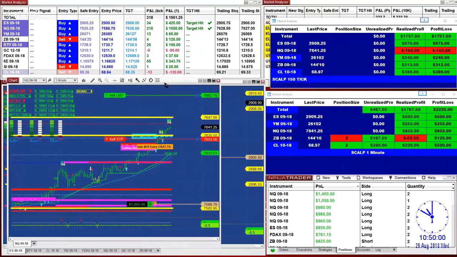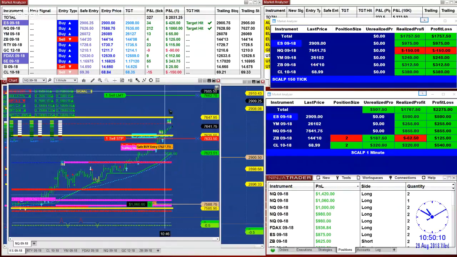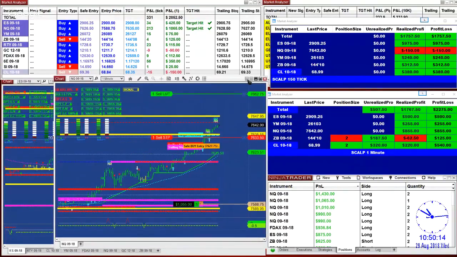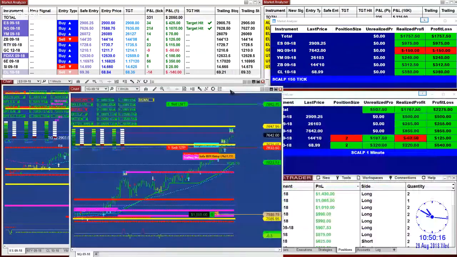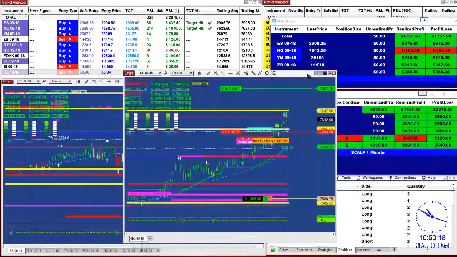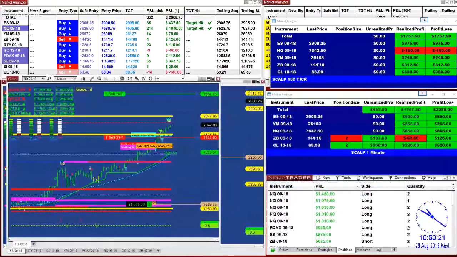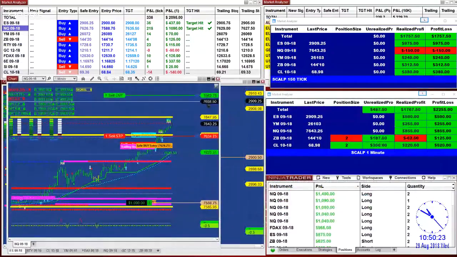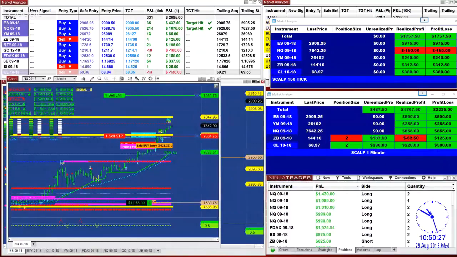The same system yesterday, we were what? Plus 20, 30 ticks, and it is the same system. So that tells you not every day is your auto trade or your system. Sometimes the market is not about to give you any money.